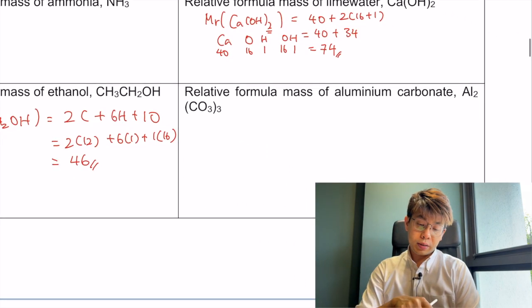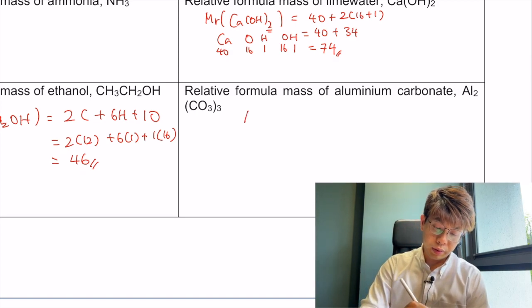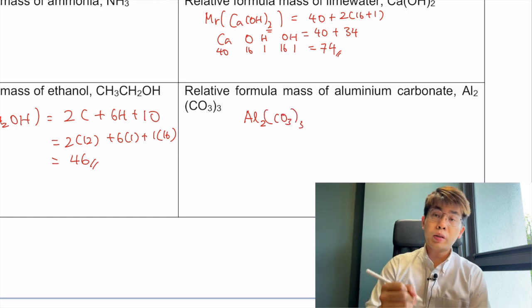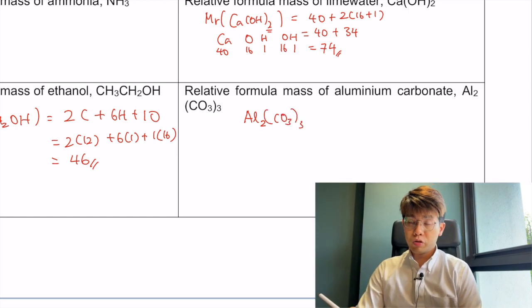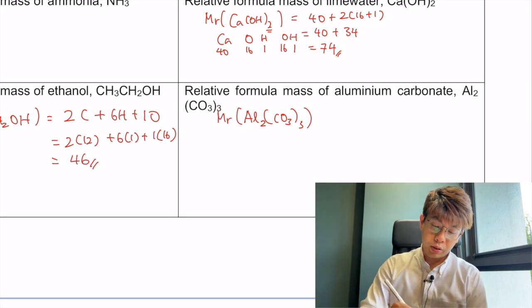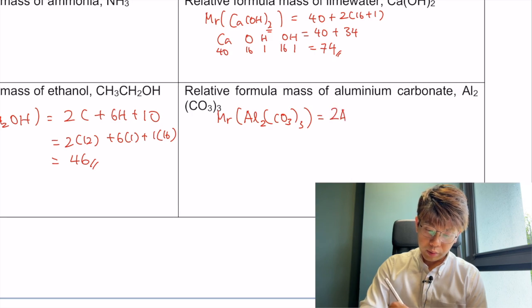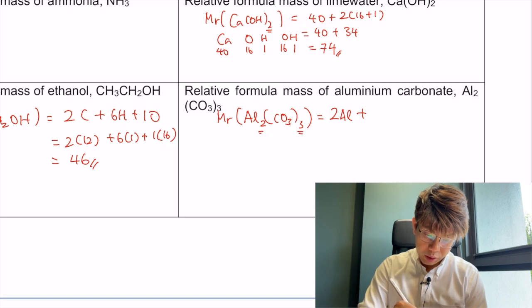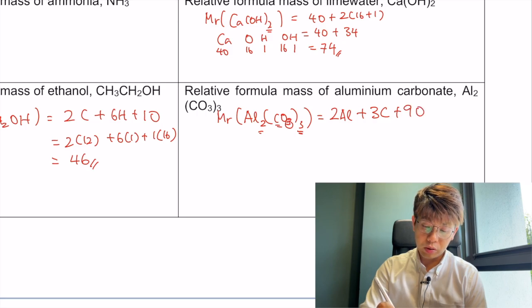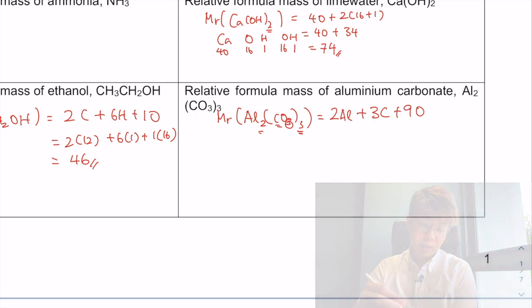Okay, let's do one last example. We've got aluminum carbonate, Al2(CO3)3. Pause the video here and try it. So for the Mr of aluminum carbonate, there are 2 aluminum. There is a total of 3 carbons, because of this 3 and this C here. And there is a total of 9 oxygen, because there's a 3 here and there's a 3 here. So there are 9 oxygen. Make sure you understand chemical formulas like that.